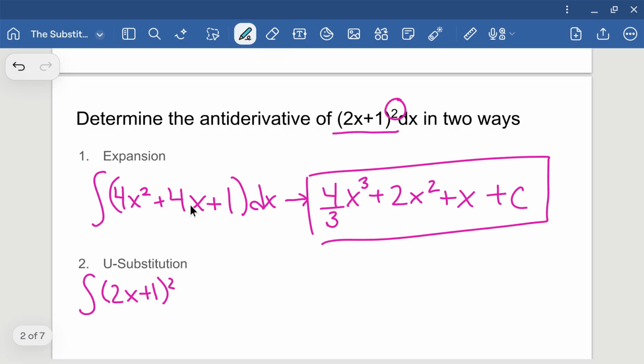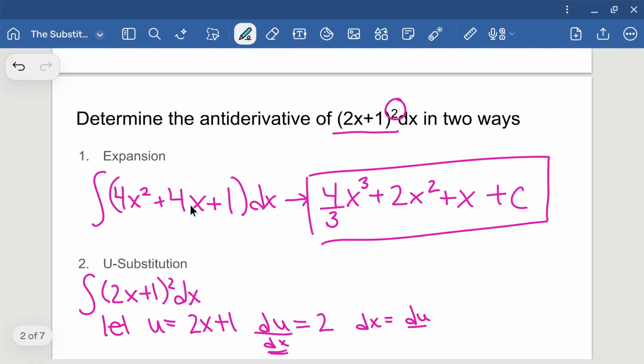2x plus 1 squared, but instead we say let u equal 2x plus 1. So the inside of that bracket. Then we can take the derivative of u, so du over dx, and you would just get 2. Now what we want to do is get dx alone. So if we isolated dx, so multiplying it up and dividing the 2 over, dx is going to equal du divided by 2.